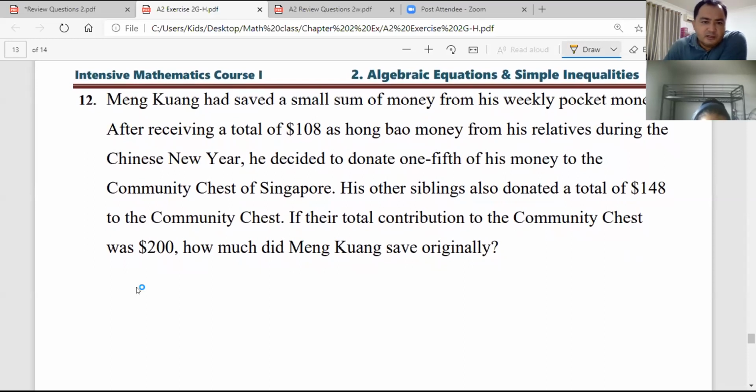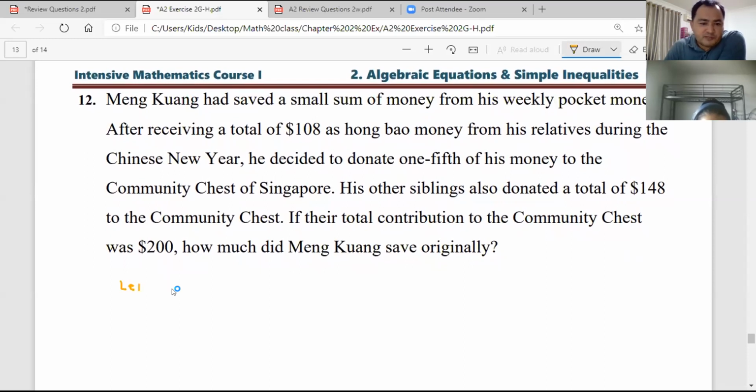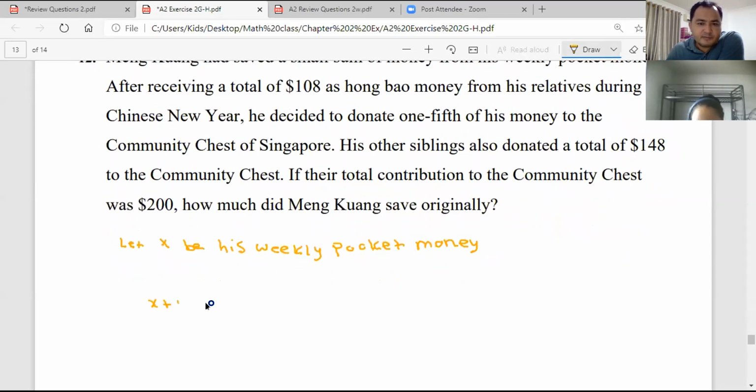Here, let x be, as you see in the first sentence, right? Let's continue. What are you going to write? The weekly pocket money. Very good. And then you received 108 afterwards. So now he received more, right? Now he has x plus 108.